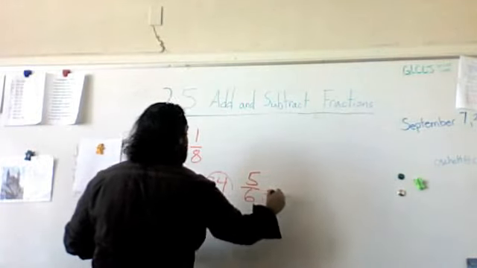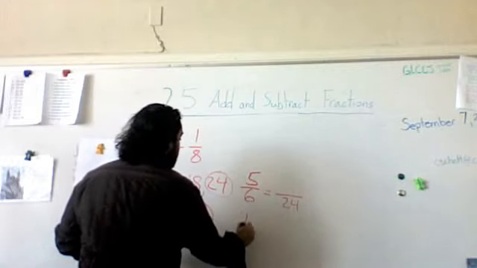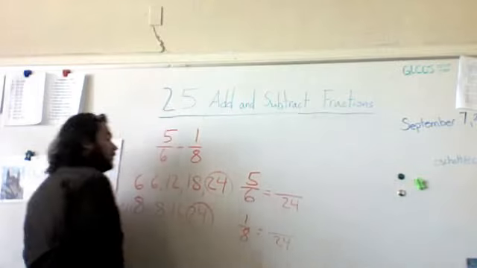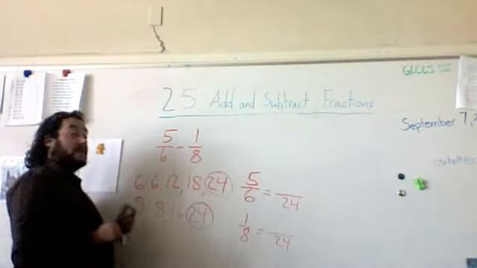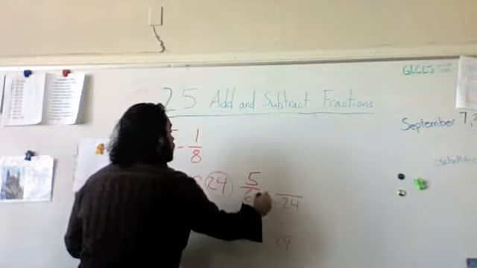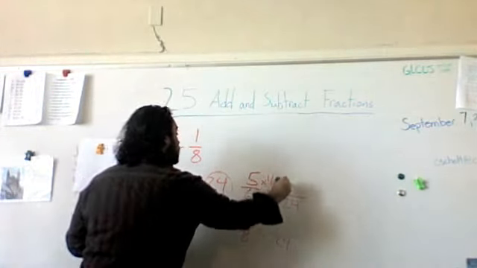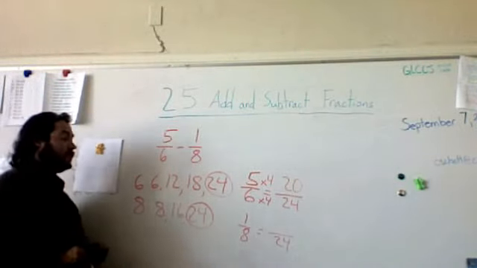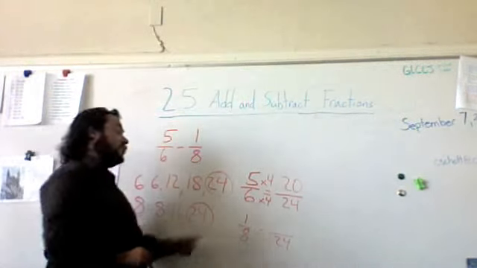5/6 equals how many 24ths? And 1/8 equals how many 24ths? 6 times what gives us 24? The answer is 4. So we're going to multiply both the numerator and denominator by 4 and get an answer of 20 24ths. 1/8. How many times can 8 go into 24?